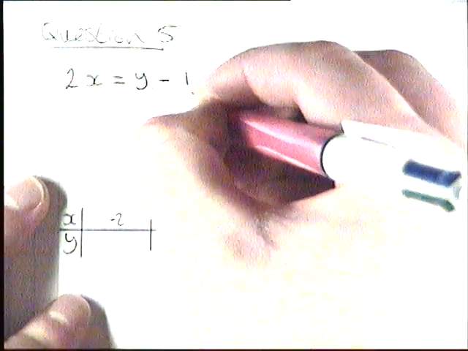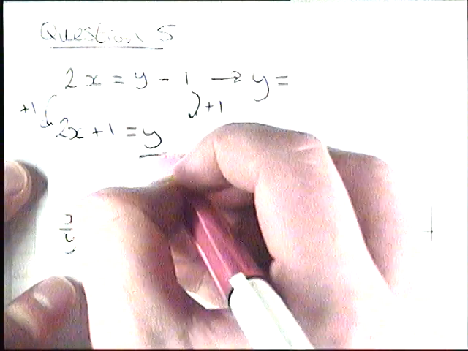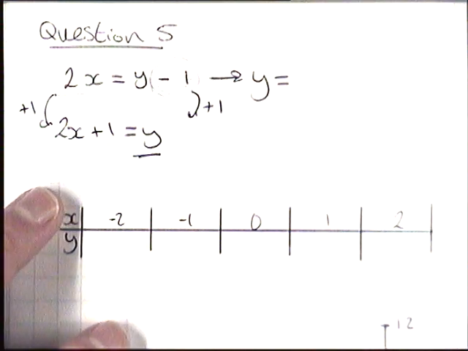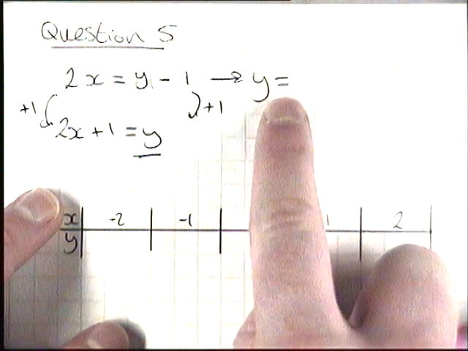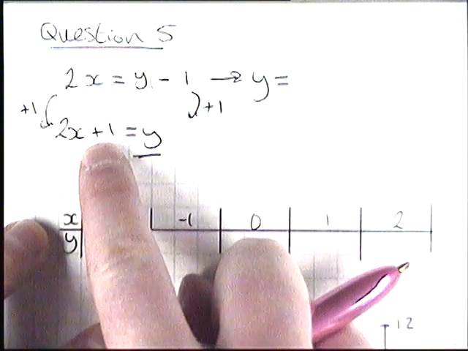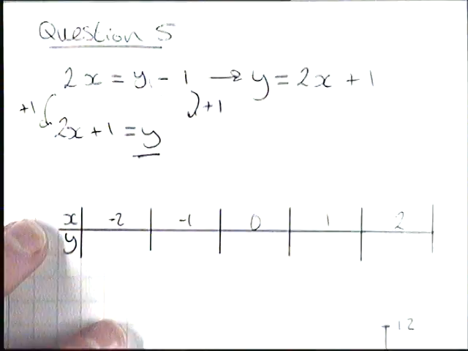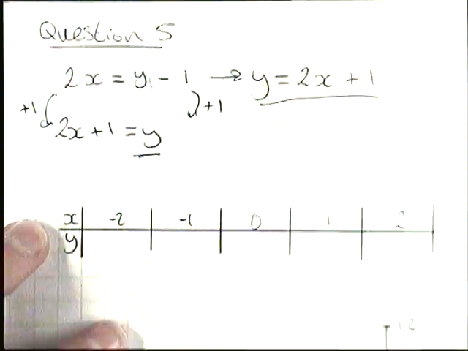So we're going to plus 1 to both sides, because that's how we get rid of a -1. So that's going to leave us with 2x plus 1 equals y. And we've done exactly what we wanted. We've got the y all on its own on one side of the equals. So we can now rewrite our equation as y equals 2x plus 1. So this is now the equation that we're going to use.